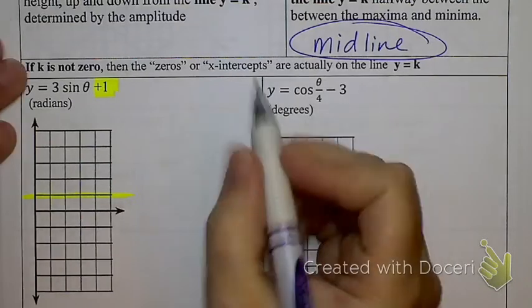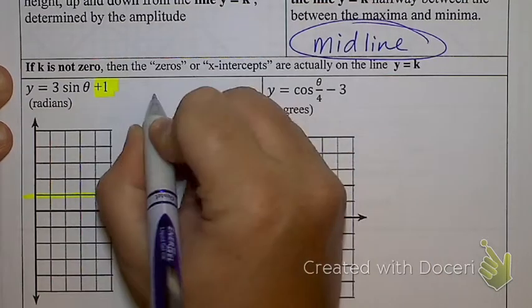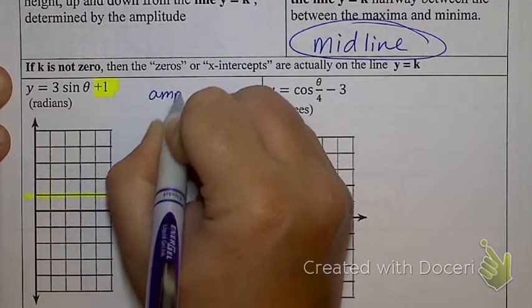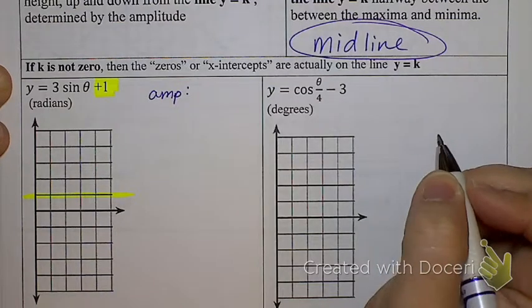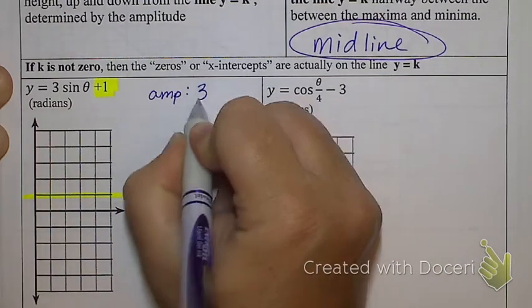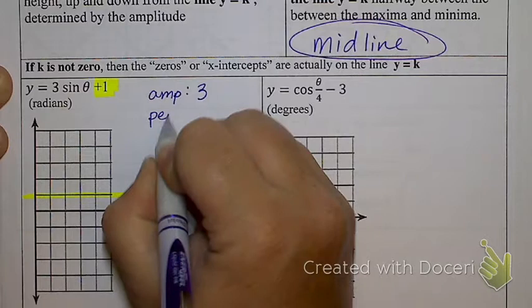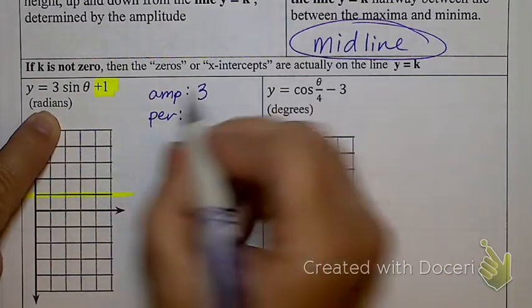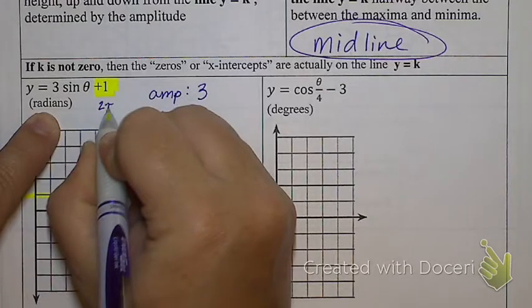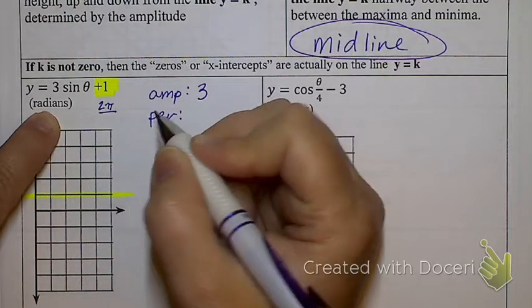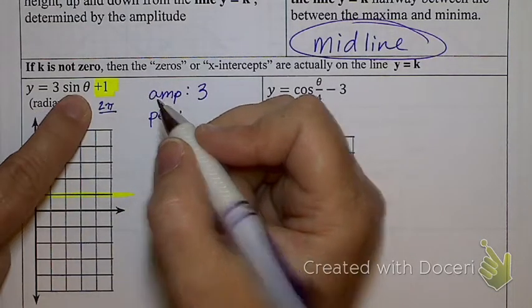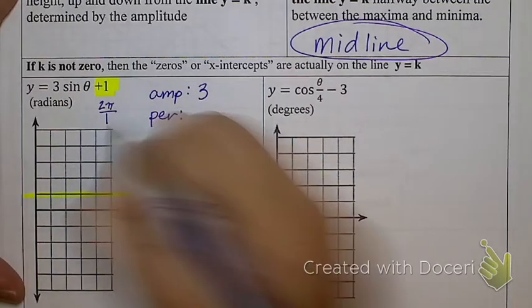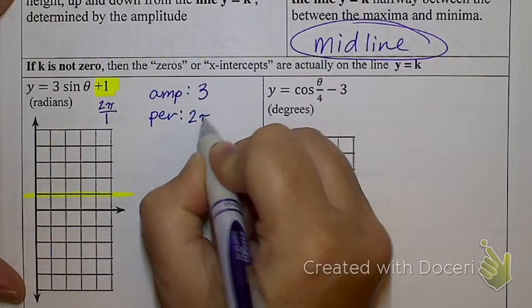Okay? What other kinds of things do I need to know? I need to know my amplitude. What's my amplitude for this problem? 3. What is the period? If we are doing the period in radians, it would be 2 pi over what? B, what's the B value? 1. 2 pi over 1 is 2 pi.